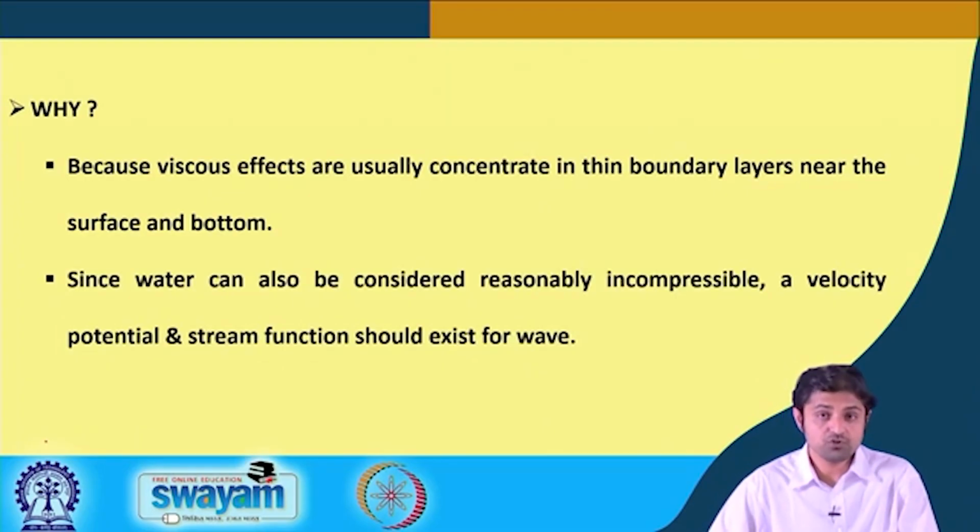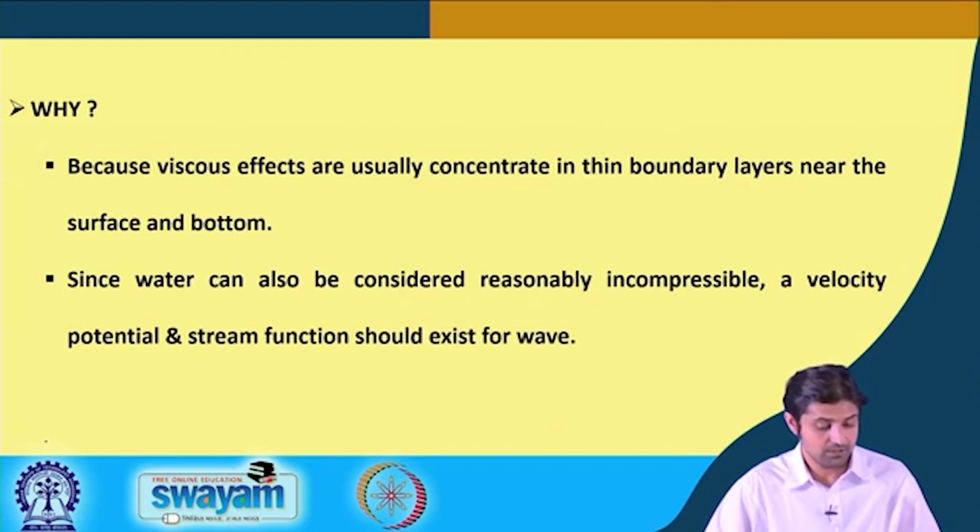Since water can also be considered reasonably incompressible, we can assume the existence of a velocity potential and stream function. All right. So going back to the basics, you remember, if we can say that water is incompressible, then there will exist a velocity potential and stream function for an inviscid and irrotational flow case. Recall your lectures from viscous fluid flow.